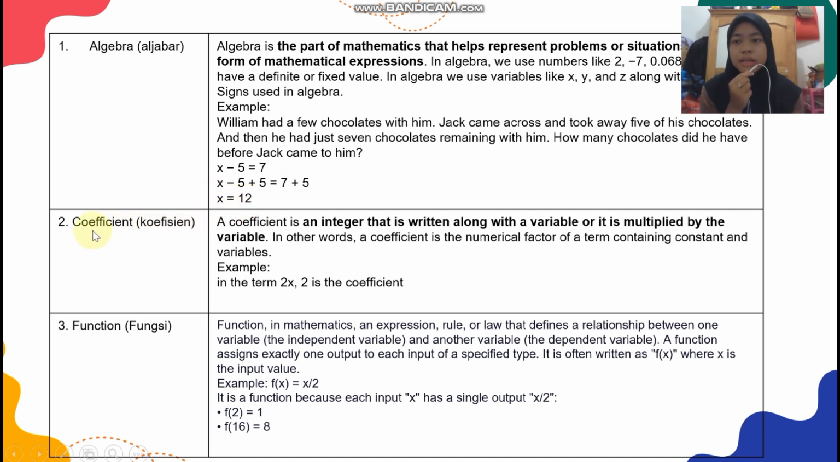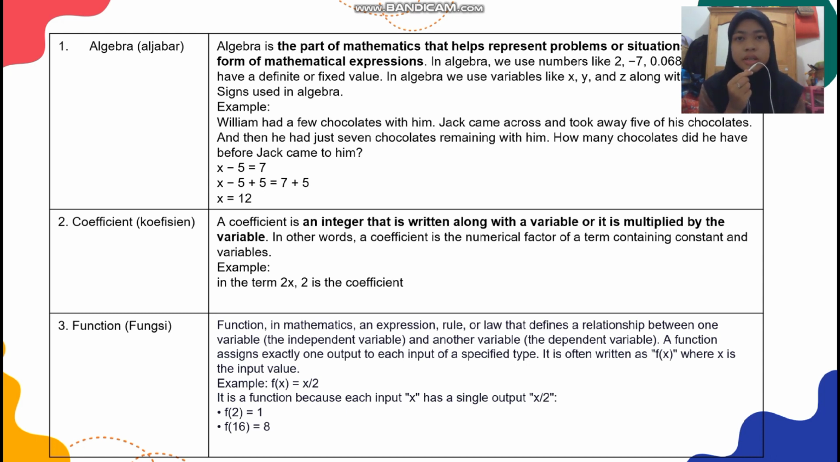The next is coefficient, which means coefficient. A coefficient is an integer that is written along with a variable, or it is multiplied by the variable. In other words, a coefficient is the numerical factor of a term containing constants and variables. For example, in the term 2x, 2 is the coefficient.